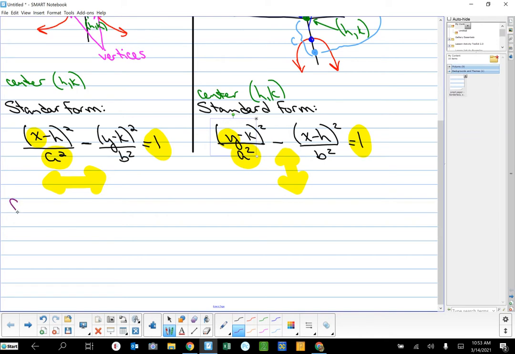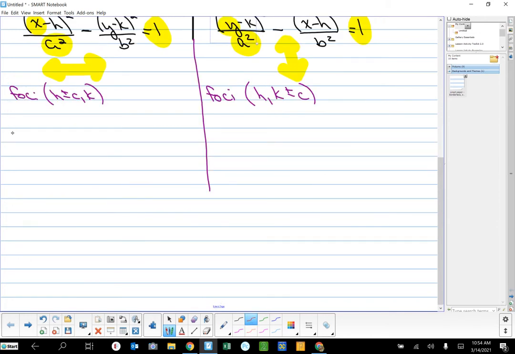Let's see, the foci is something that you'll need. If it is horizontal, it is at H plus and minus C comma K, same as for the ellipse, actually. Foci for this guy, H comma K plus and minus C, if it's vertical. All right. The length of the transverse axis is equal to 2a. Same over here. Doesn't change.